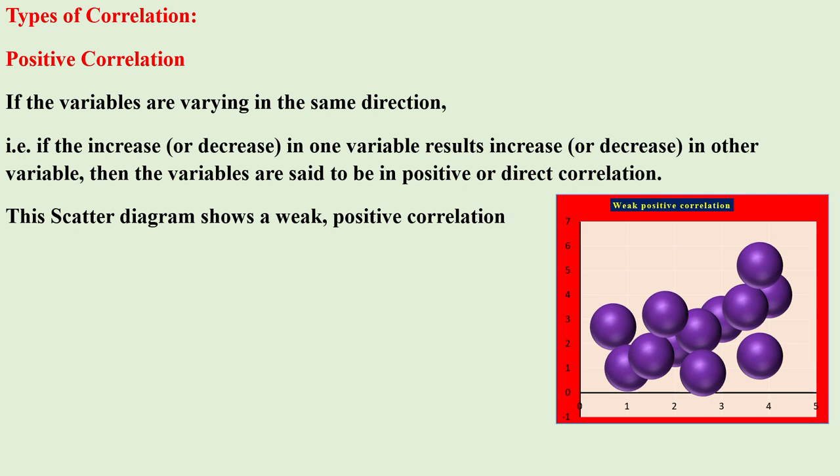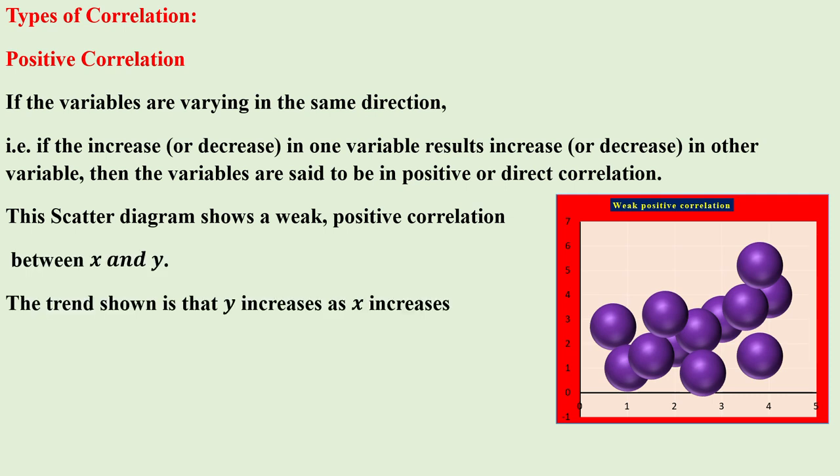This scatter diagram shows a weak positive correlation. See, between x and y, the trend shown is that y increases as x increases. Both are increasing. When x is increasing, then y is also increasing, but the points are not close to a straight line. They are not forming a straight line. It should be like a straight line; then only we will say that is strong positive correlation. This is positive correlation, but this is weak positive correlation. Here r is greater than 0.